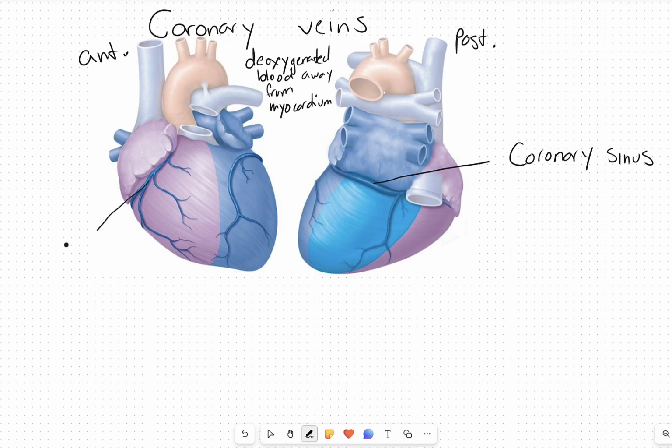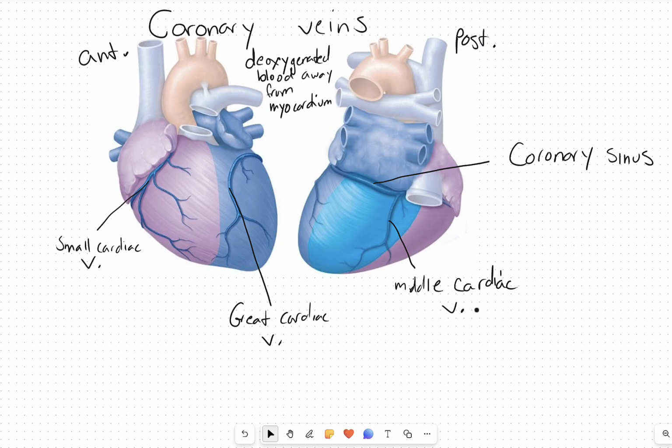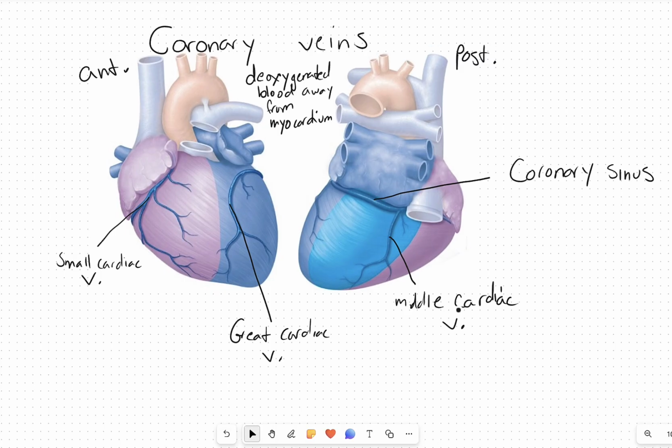On the left of the picture, you can see the small cardiac vein, which is going to drain the right atrium and the right ventricle. The great cardiac vein drains the left atrium and some of both of the ventricles. And then on the posterior side, you can see the middle cardiac vein, which drains mostly the left ventricle. All of these, again, are going to drain towards that coronary sinus.